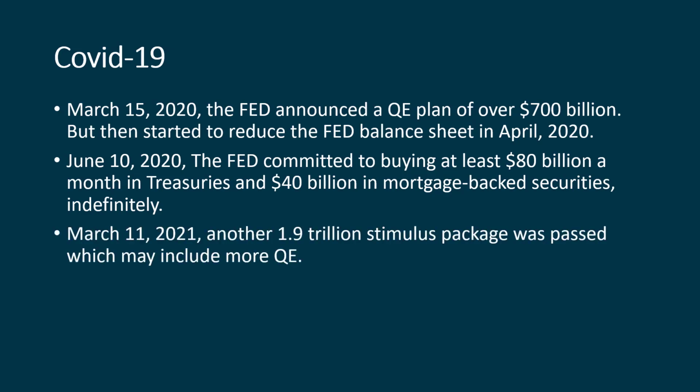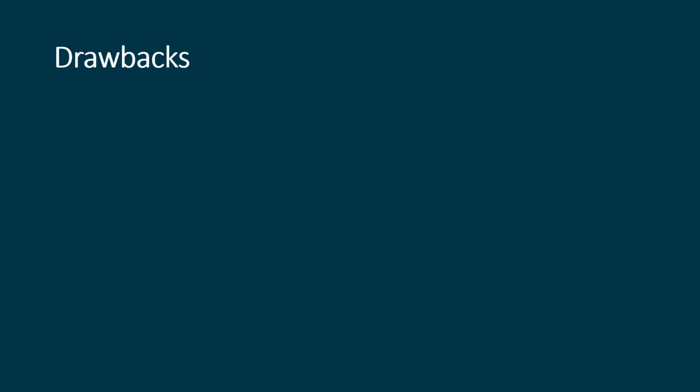March 11th, which is the day before I'm actually recording this, another $1.9 trillion stimulus package was passed, and that may include more QE with that. I tried to find some information about that. Yes, people are going to be getting stimulus checks, but I haven't really found anything about QE happening, but that's very likely. So what are some of the drawbacks of QE?